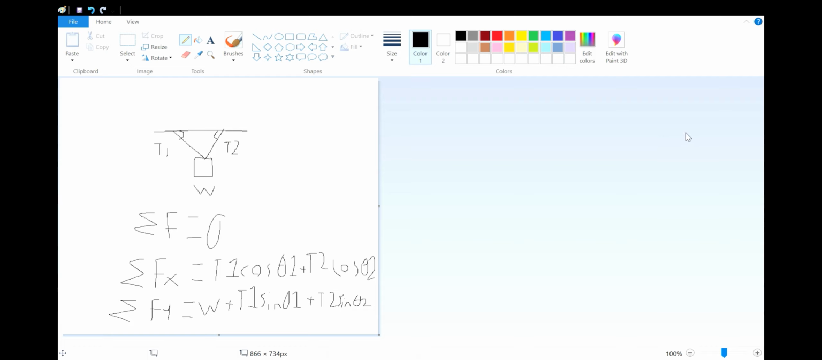Therefore, we can break this down so that the summation along the y-axis is now equal to mass times gravity times 1 plus sine angle 1 plus sine angle 2, as mass times gravity is a constant factor along all the components. And by similar logic, we can break down summation along the x-axis to mass times gravity times cosine 1 plus cosine 2.